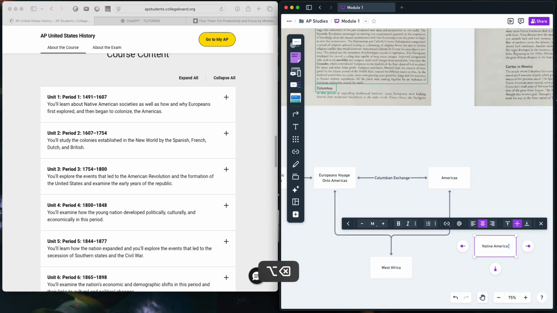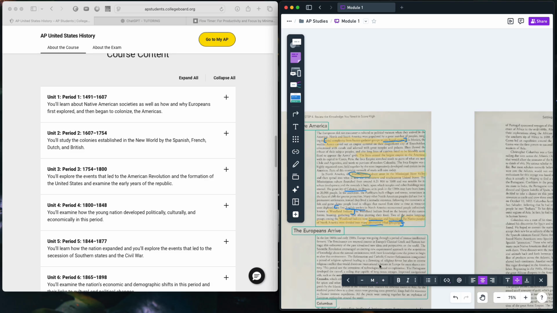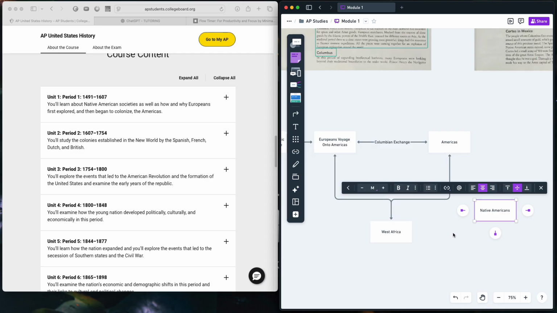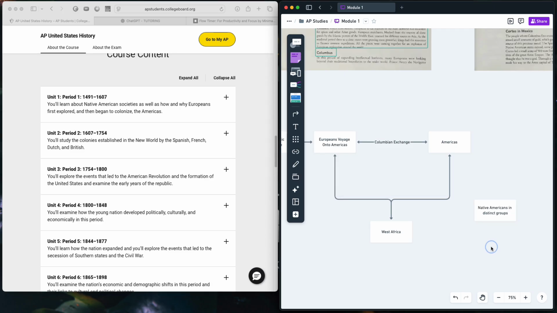The most recent concept we had, Native Americans, were found to be divided among groups. Yeah, so divided. So they were in distinct, distinct groups. Sometimes when you're writing out notes like this, it's a really good way to make sure that your spelling is correct.